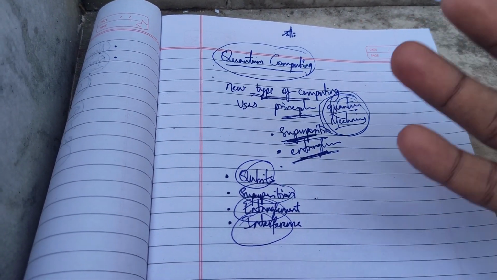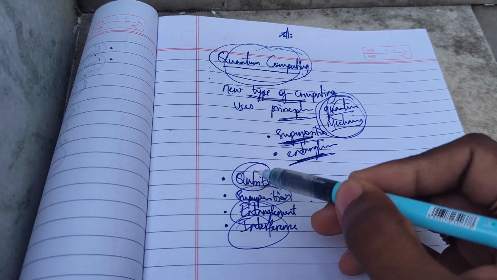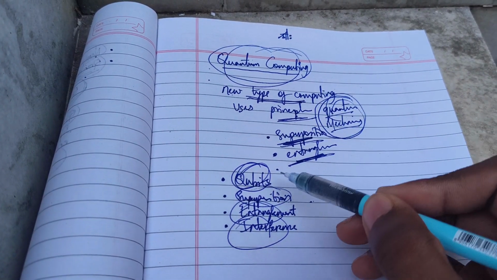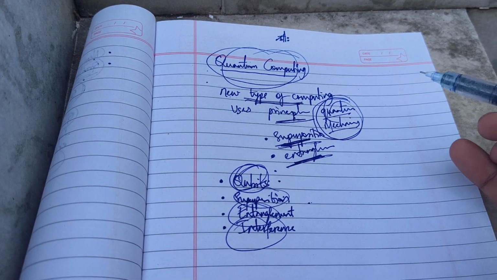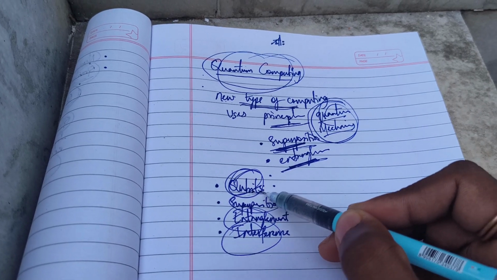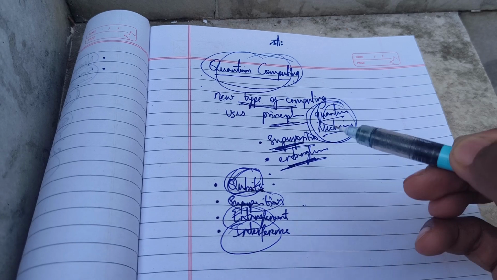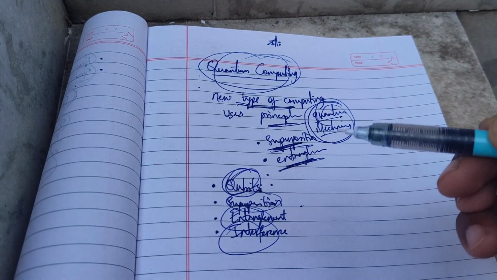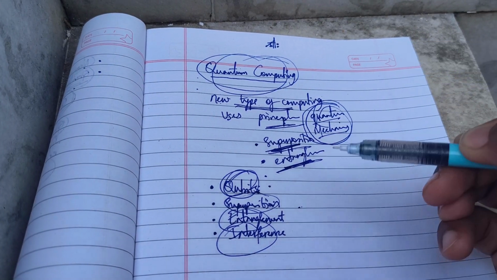Now coming to the four main pillars of quantum computing. Coming to the first one, qubits. Quantum computers use qubits, whereas we know classical computers use bits. In the same way, quantum computers use qubits, which can be in a superposition. It means they can be both 0 and 1 simultaneously. So this is the speciality of qubits.